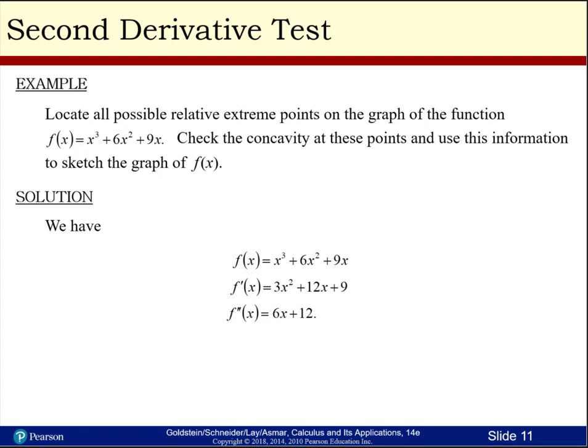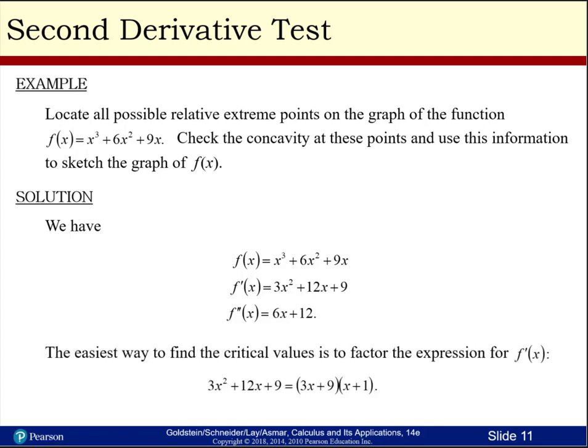Now right now we've got our derivative. We have our first derivative and then we have our second derivative. We computed that. We need to find our critical values. We'll use the first derivative to find our critical values and factor. From this factorization, you can see we're going to get that x equals negative 3 and x equals negative 1 to be our critical values.